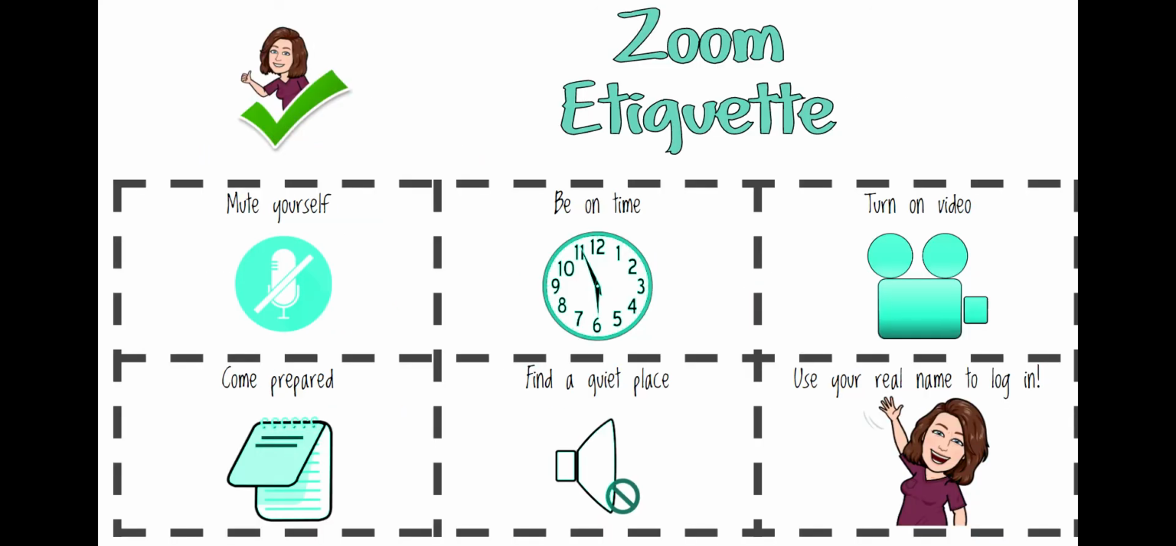So this is what I ask students to do for Zoom etiquette. I ask that they mute themselves when they come in, that they're on time to class. I do ask that they turn on video. It's not required, but it really helps to build that sense of interaction in the class. I ask that they come prepared with all their materials and previous work done, and that they find a quiet place. And school policy is that they log in with their first and last name to Zoom.